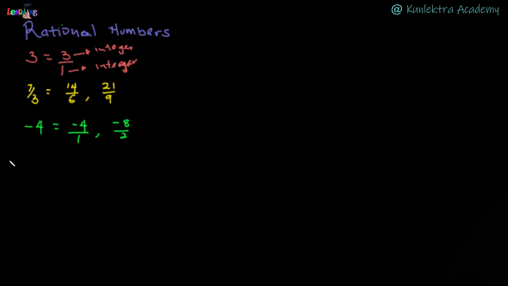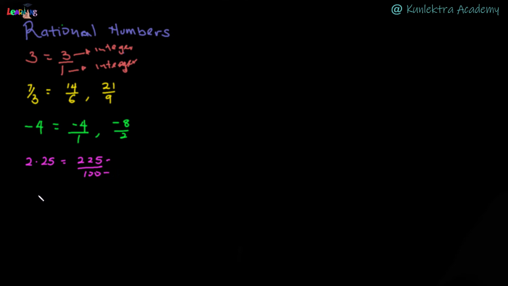Also, you can have a decimal value as a rational number. For example, when you have something like 2.25, you can express 2.25 as a fraction, and that will be 225 over 100. This is an integer, this is an integer, and this is a rational number.